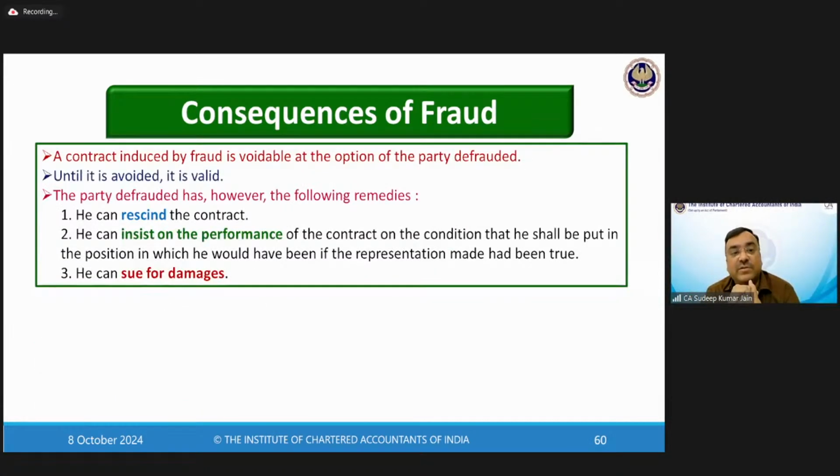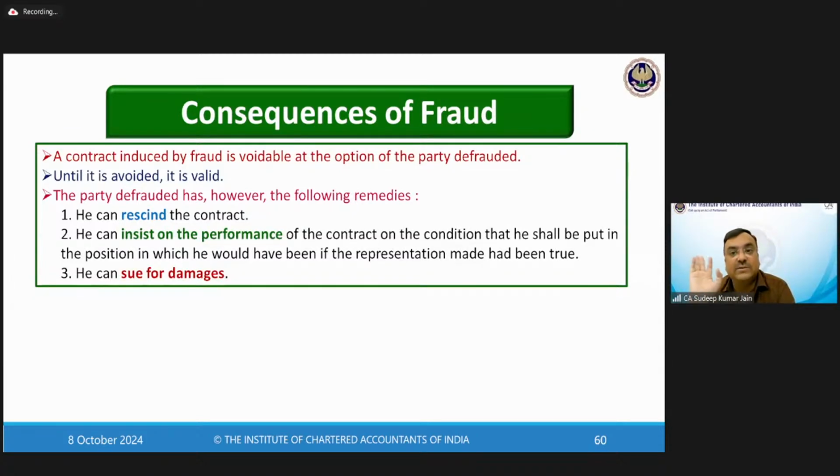And what are the consequences of fraud? First, the contract is voidable at the option of the party whose consent was obtained by fraud. जिसके साथ धोखा हुआ है वो उस कॉन्ट्रैक्ट को तोड़ सकता है, but until it is avoided, important thing, until it is avoided, it is perfectly valid. And the party defrauded, the following remedies are there.